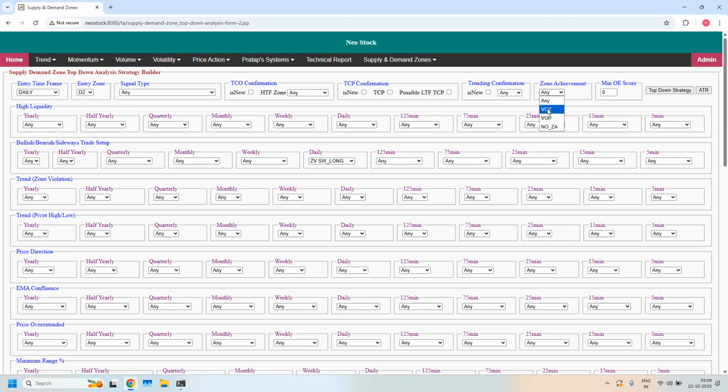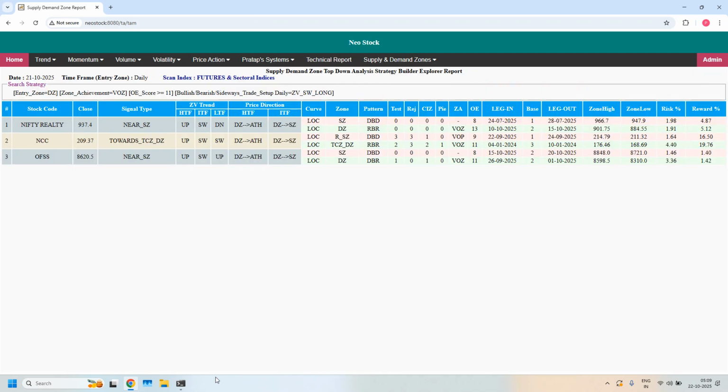Zone achievement: violated opposing zone. Minimum odd enhanced score 11 for sideways. And the third filter, pierced zones: I am allowing only for the daily time frame, because those who want to use any pierced zones can apply the pierced zone strategy that you learned in lesson 28 only for the daily time frame. So 3 stocks are filtered, 1 is a pierced zone, ignore it for the sideways long trade setup.